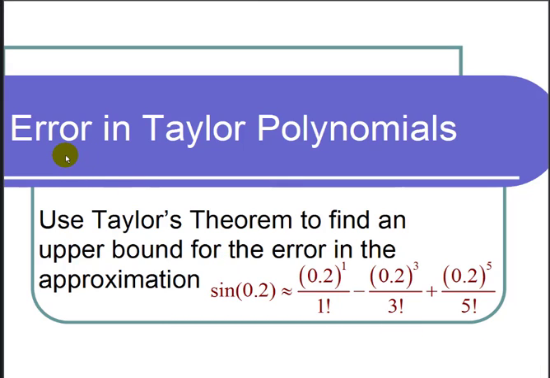This is a video on finding the error bound for Taylor polynomials. The question states, use Taylor's theorem to find an upper bound for the error in the approximation sine of 0.2 equals 0.2 to the first over 1 factorial minus 0.2 cubed over 3 factorial plus 0.2 to the fifth over 5 factorial. So let's first recall Taylor's error theorem.